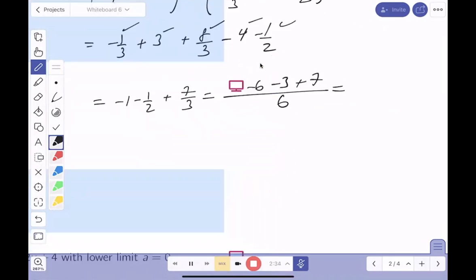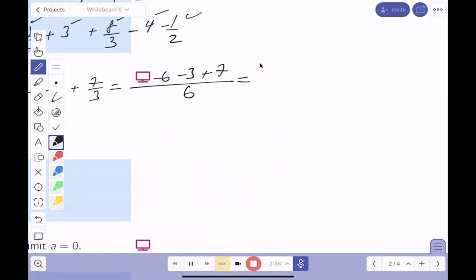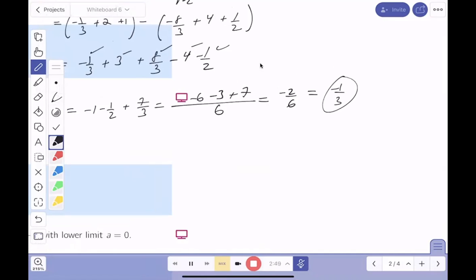Let me just go for the advertisement again. I make mistakes all the time. And if I do, I'm going to fess up to it and correct it. Minus 6 minus 3 is minus 9. Minus 9 plus 7 is minus 2 over 6. And this appears to be minus 1/3. If I made a mistake, I'll correct it.